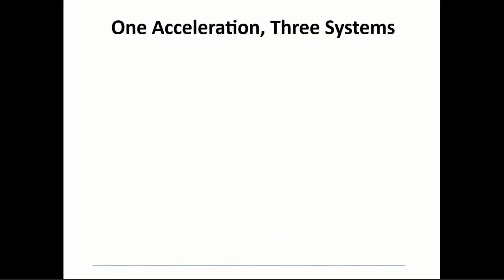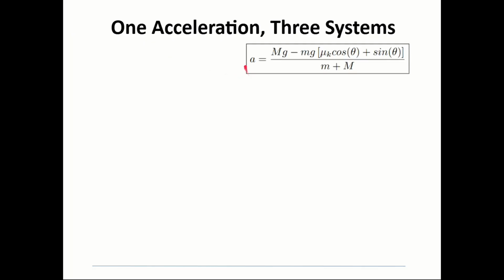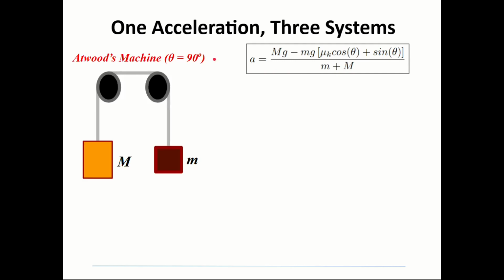Now, we went through quite a bit of rigorous work to determine the acceleration for our hanging mass system, but interestingly enough, you can actually use that one acceleration equation from the previous slide to generate three systems. And I'll show you what those systems are going to be. So, we have our general equation right here for acceleration, and we have our first system that we dealt with earlier today, which is going to be the Atwood's machine.